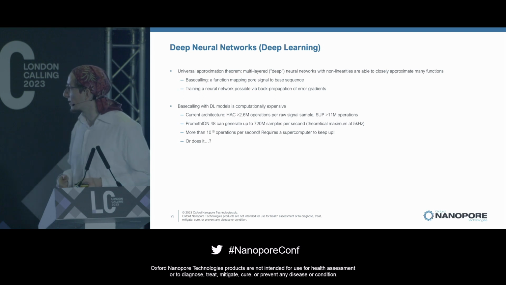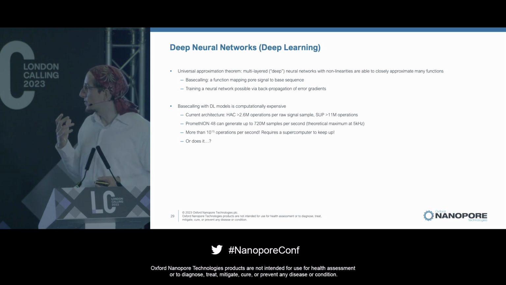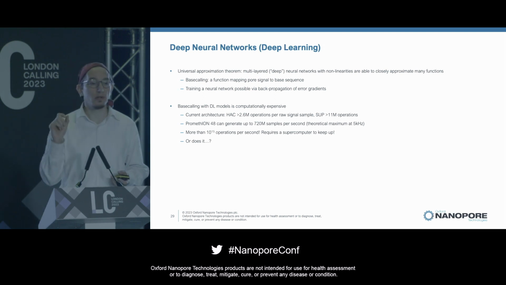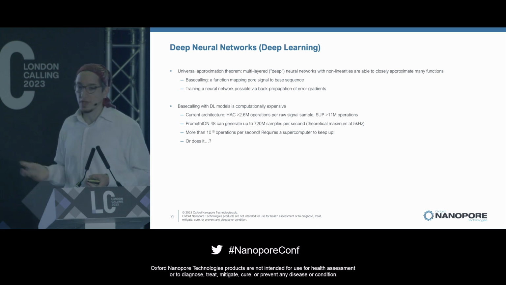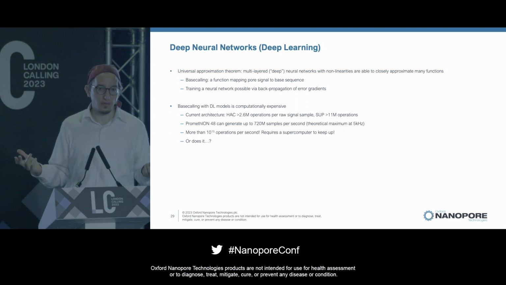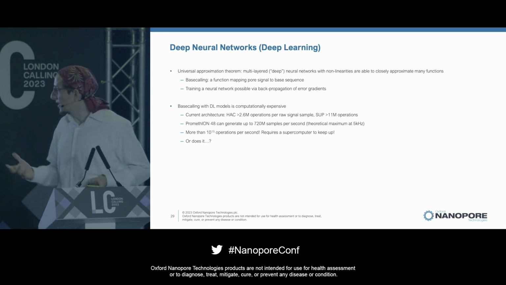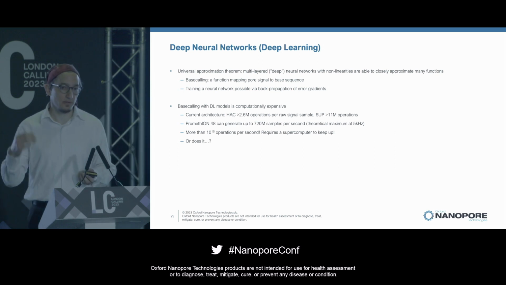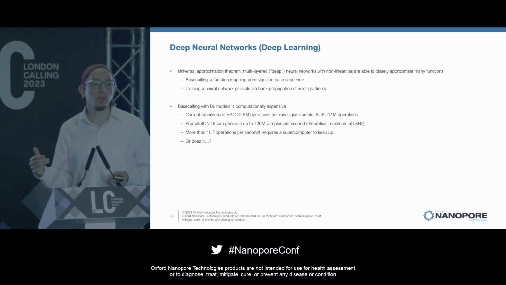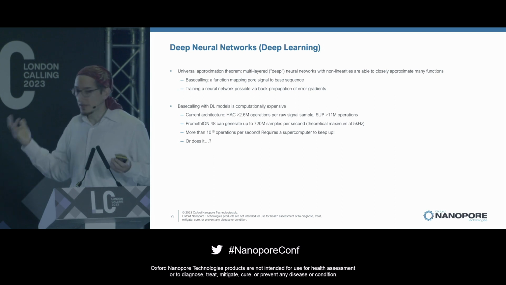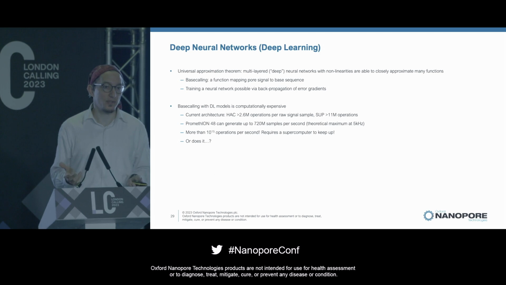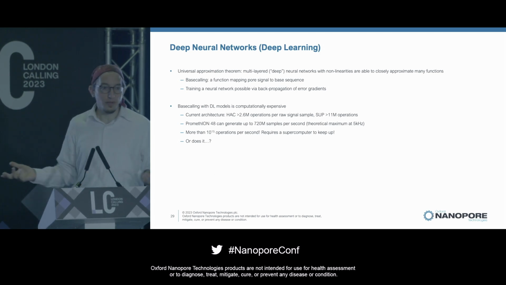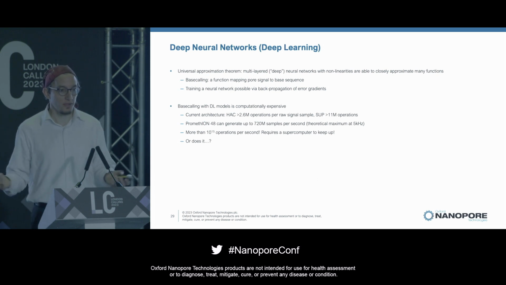So, for example, our current hack model uses 2.6 million operations per raw signal sample that comes from the machine. And given that a PromethION 48 has 48 flow cells, it can generate up to 720 million signal samples per second. That together means more than 250 operations per second are required to process the read signal, and that requires a supercomputer to keep up. Don't you think?